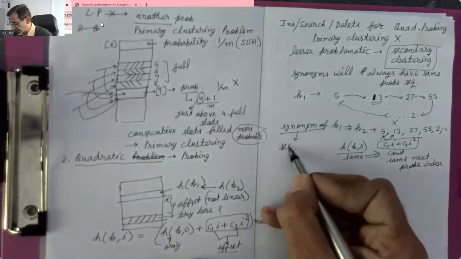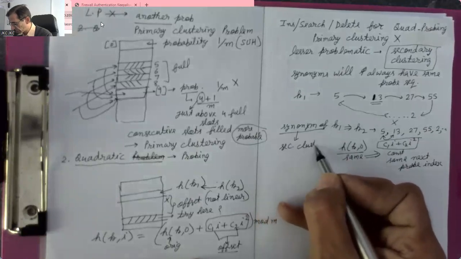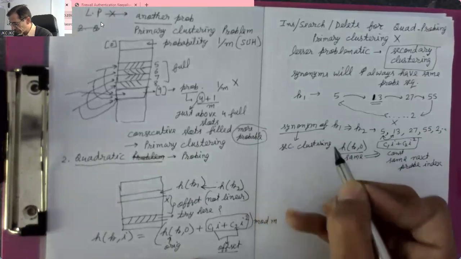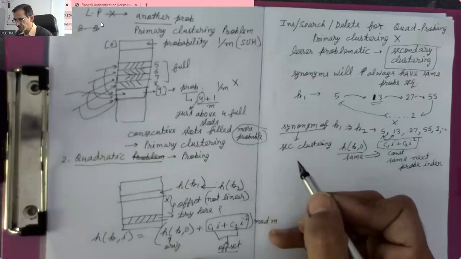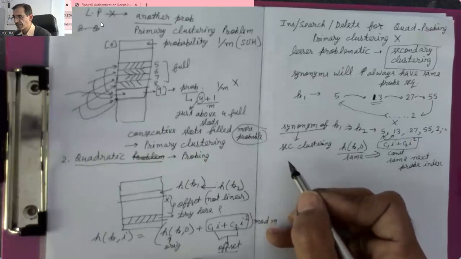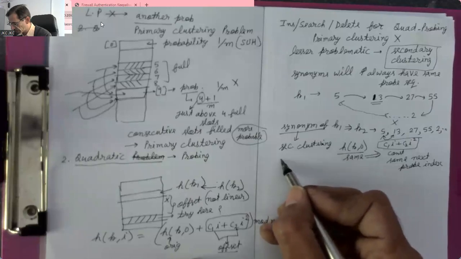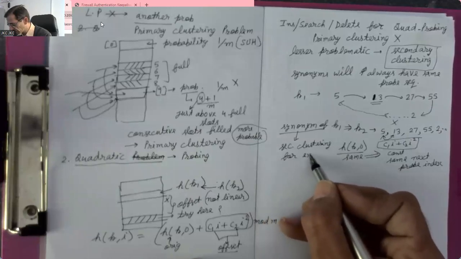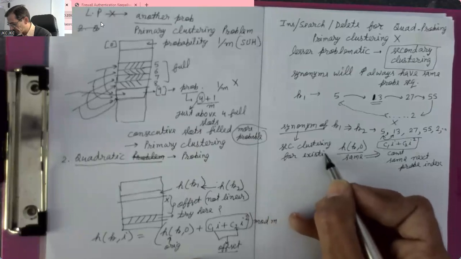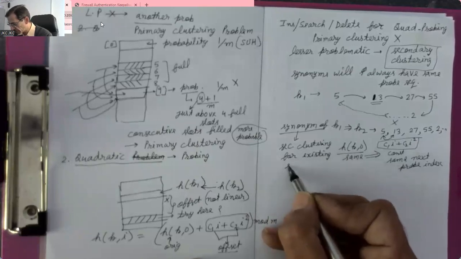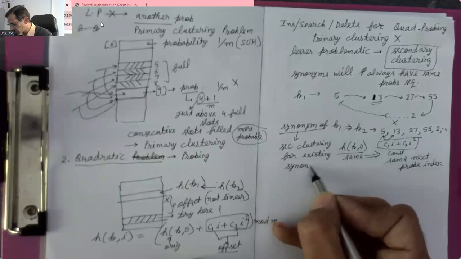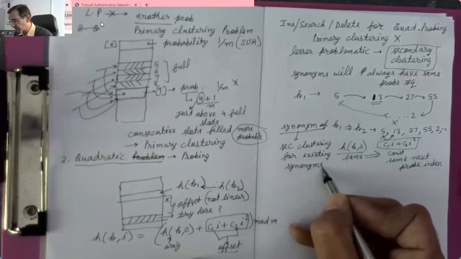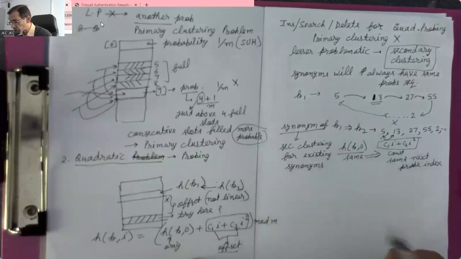So secondary clustering will happen for synonyms only, and synonyms will have more possibility of collision if certain synonyms already exist. If a few synonyms already exist, then the next synonym will have much poorer time complexity, and that leads to some deterioration of the performance. How to solve that?